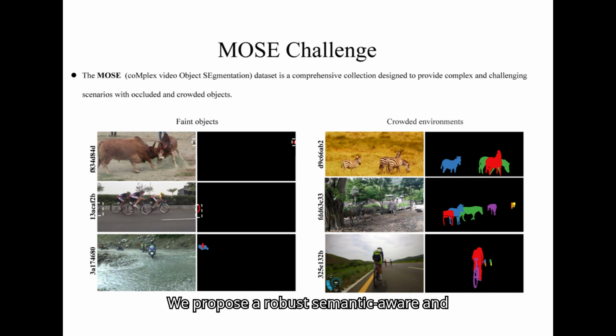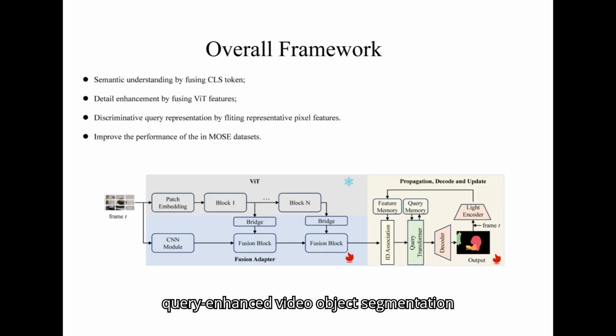common. We propose a robust semantic-aware and query-enhanced video object segmentation method. In this solution, we first introduce the proposed fusion block, which utilizes the semantic and detailed information of the pre-trained ViT models. This helps us deal with complex target appearance variance and ID confusion between targets with similar appearances. In detail, we fuse the information of the CLS token from the ViT to multi-scale features and conduct local fusion between frame patches and multi-scale features for detailed fusion.